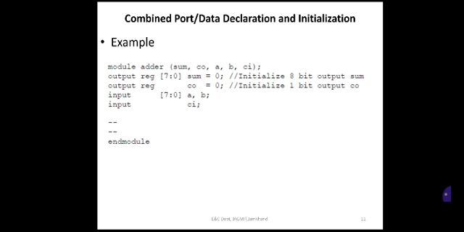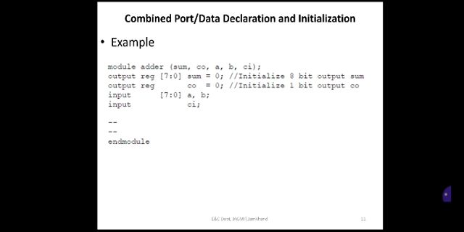So, an example here: module adder, the list of the variables sum, cout, a comma b comma cin, output reg 7 down to 0, sum is equal to 0. See here, the initial value of sum is equal to 0. Sum is an 8-bit value, 7 down to 0, so all 8 bits are initialized with the value. This is an output variable.